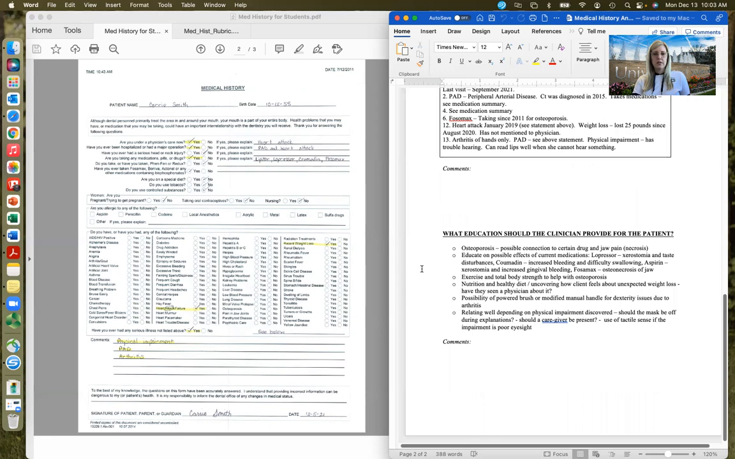Okay, the last one is what education should the clinician provide for the patient? This was probably the most missed area in the entire project, okay? The education that we are providing is based on this medical history. A lot of you put that they should brush and floss twice a day and see their dentist every 6 months. Right now, all we've taken is their medical history. We haven't looked in their mouth. We have no idea what their oral condition is.